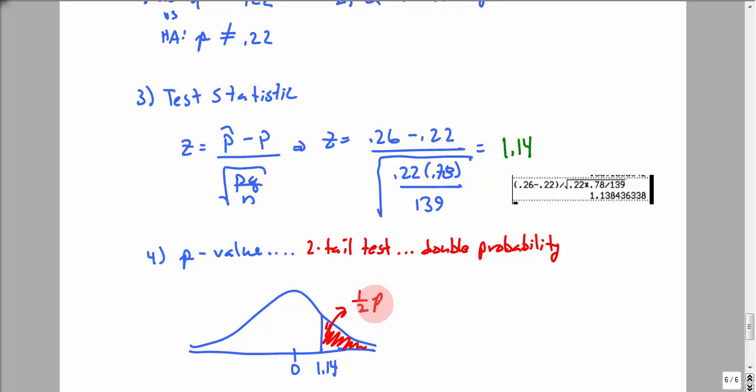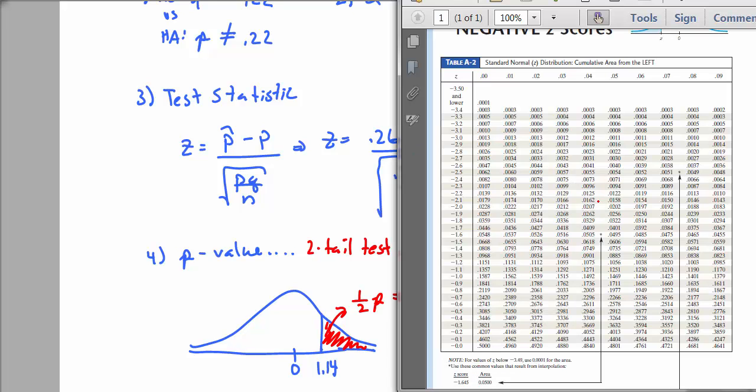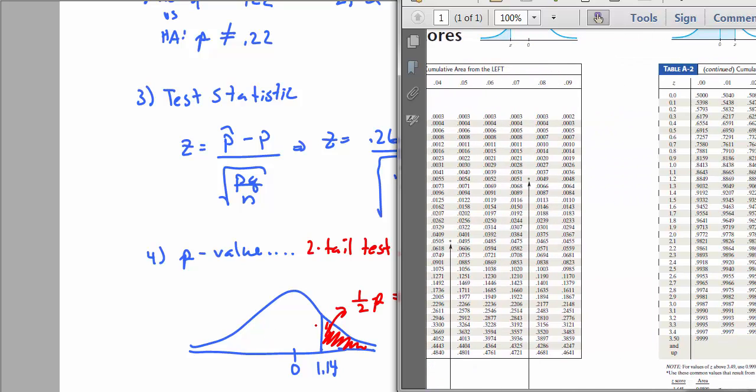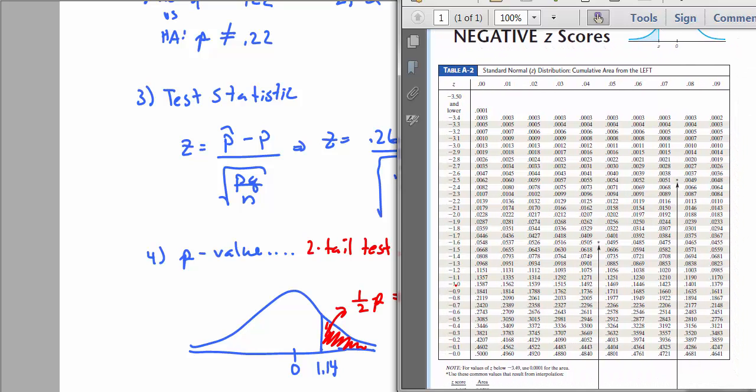So this is half of p. Okay, so now we can grab our normal tables and we can look up 1.14 if we want, but that's going to give me this area over here, and that's not the area I want. So due to symmetry, I'm going to look up negative 1.14.